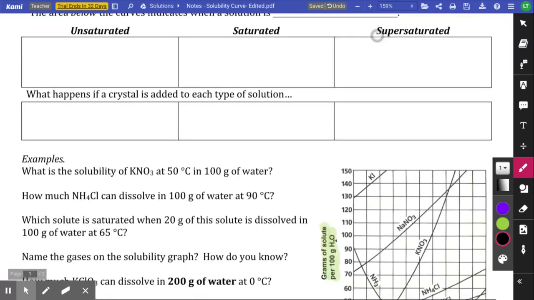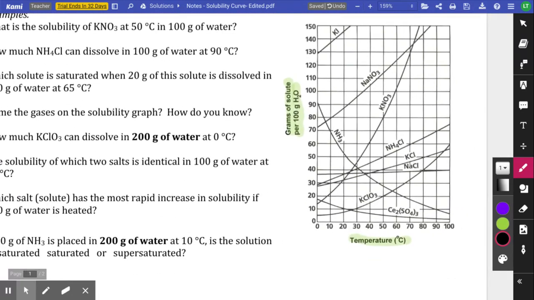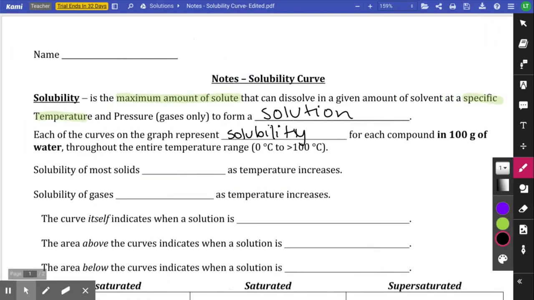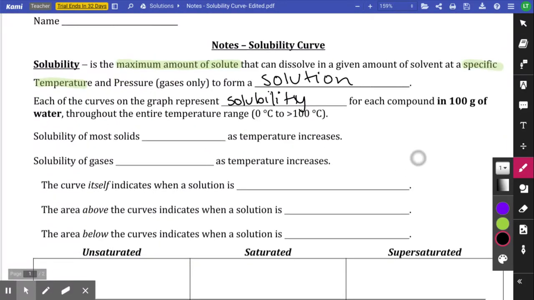If we look at our graph again, you will see that there are some lines that go up, that increase as temperature increases, and some that go down, that decrease as temperature increases. So you'll see that there are some lines that are going up. In fact, most of them are going up, while some are going down. Now, the difference between these two is generally state of matter.